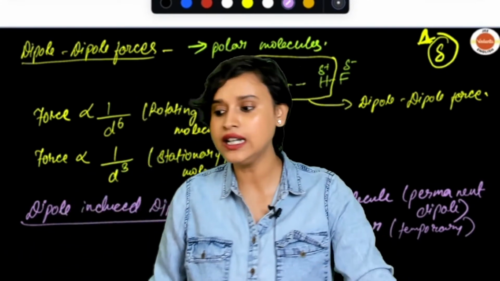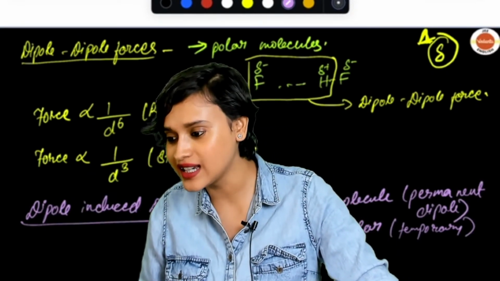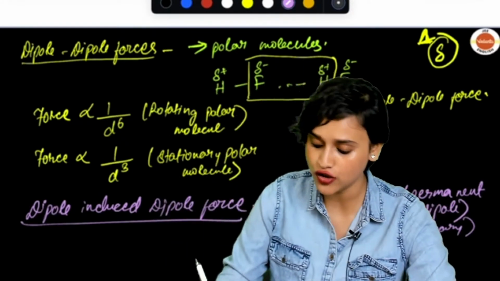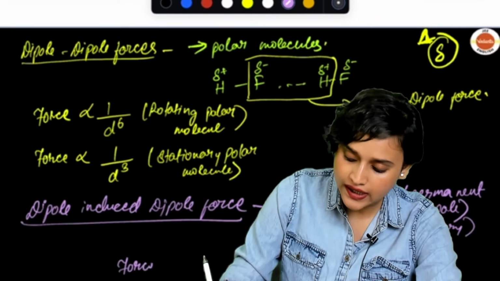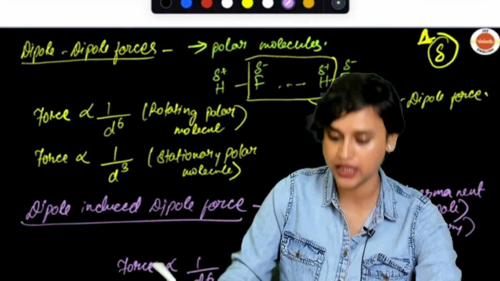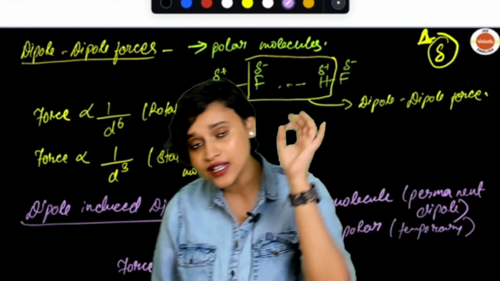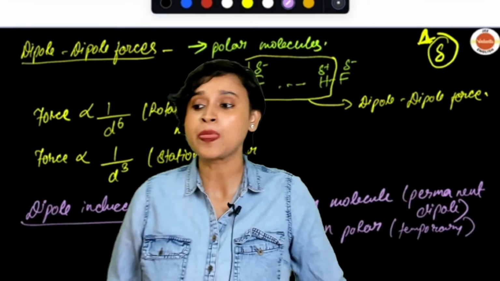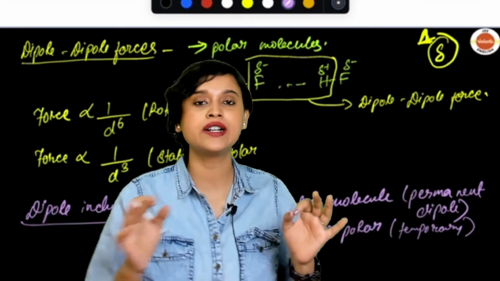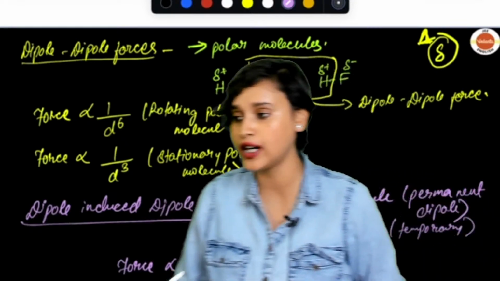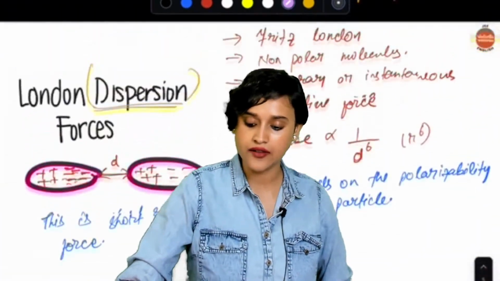And very similarly, just like the other forces, everybody, we also see here that the force is once again proportional to 1 divided by d to the power 6. And this is also a short range force, everybody. Is this clear, everybody? Till here, are we all clear?